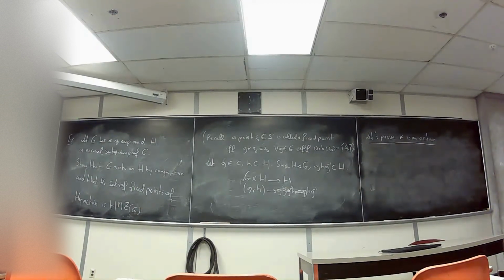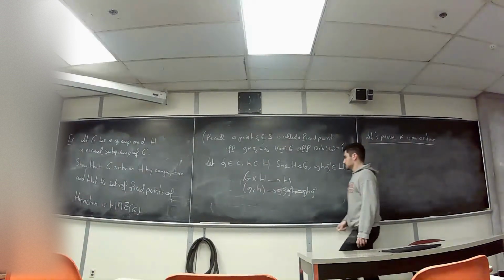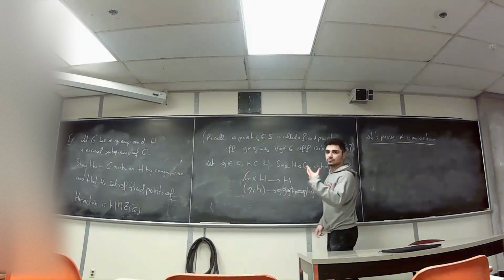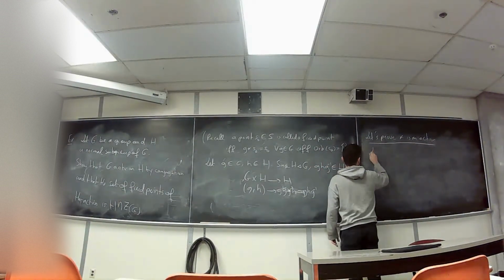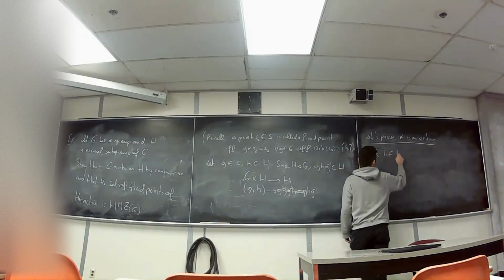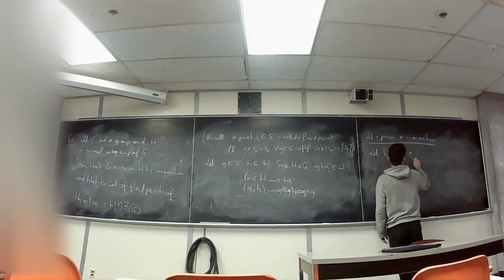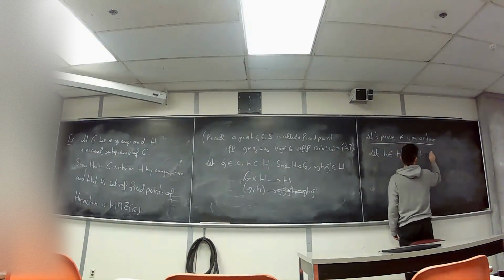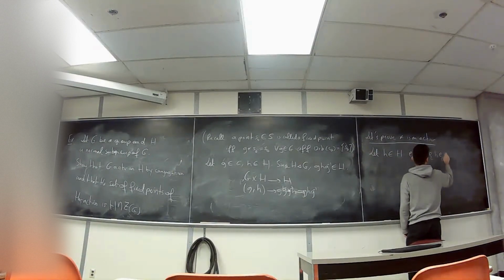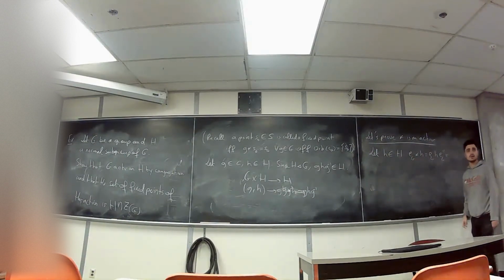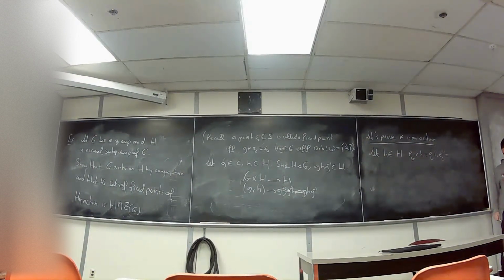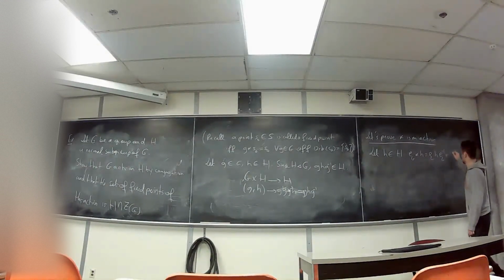Let's prove star is an action. I need to show the two definitions, right? So let little h be in H. What is e_G star h? e_G star h is just e_G h e_G inverse. What is that, everyone? h. Sorry, yeah, should be clear, right? h.